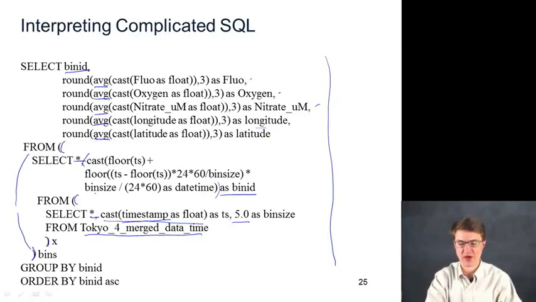Given that we're doing an average, we should expect to see a group by, and in fact we do. We're grouping on the bin ID, which makes sense. And then we happen to be sorting by bin ID just to make sure that the records come out in timestamp order, because perhaps some application requires it that way.